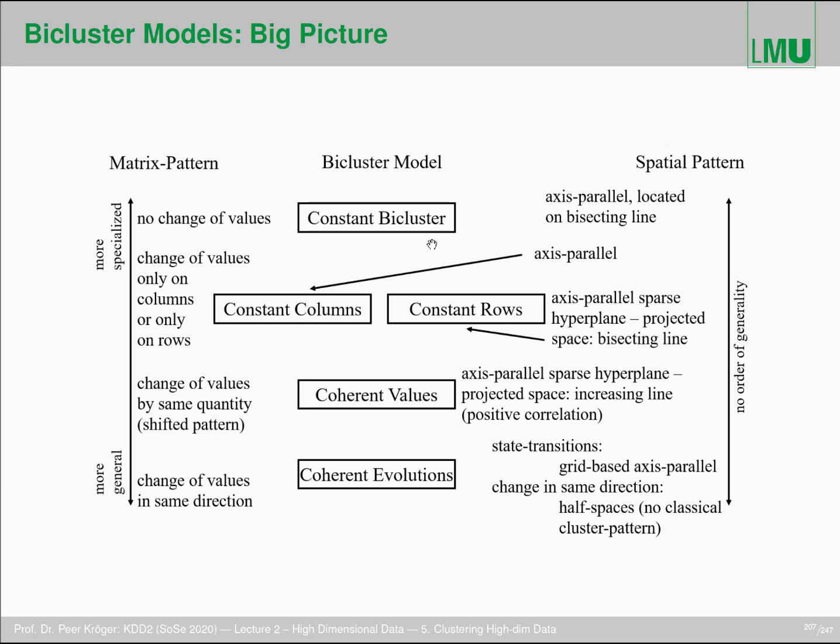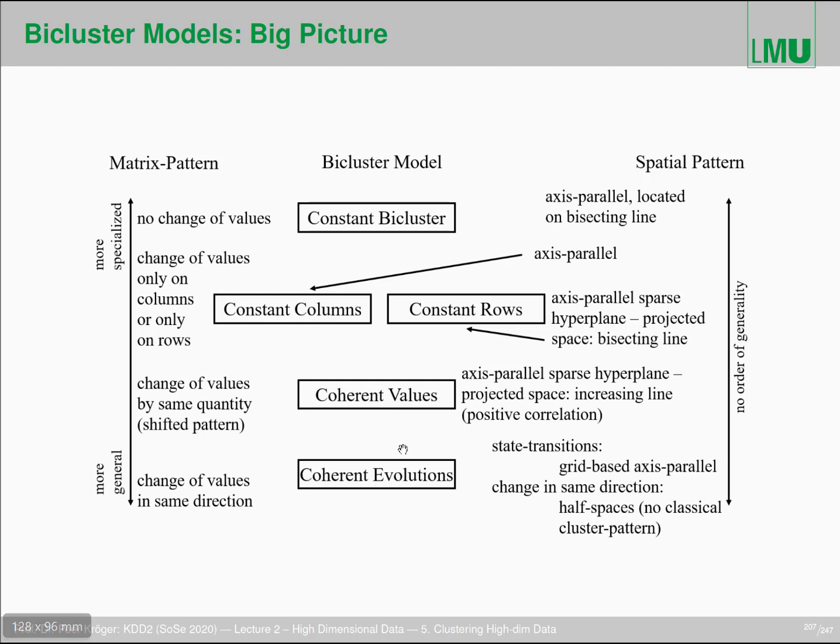That's it, just to wrap up the cluster model before we talk about the algorithms. Here's the big picture. We have the cluster model in between. We have the matrix pattern, which is actually the idea of the model, and we have the relationship to the spatial pattern. So constant biclusters, no changes of values, axis parallel, located on the bisecting line. Then we have constant columns and constant rows.